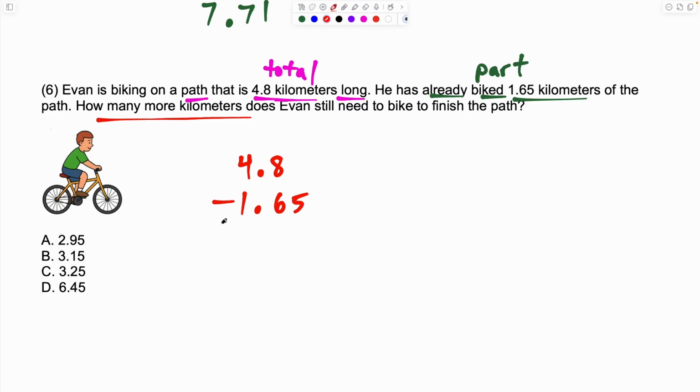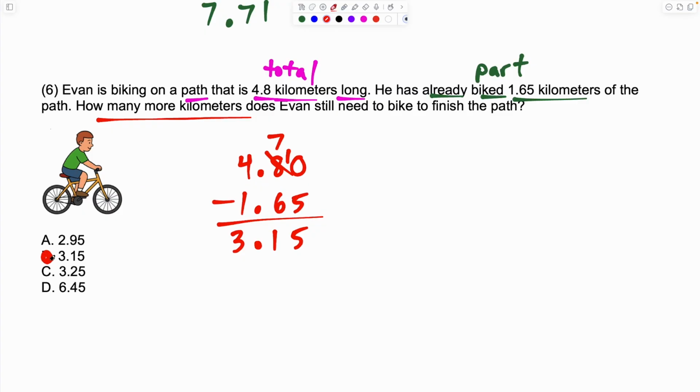And for this one here, I want to have a matching amount of digits after the decimal. So I'm going to put a 0 next to the 8. And now from here, I can't do 0 minus 5, but what I'm going to do is borrow. So I'm turning this 8 into a 7, and I'm going to put a 1 over here. So now I could do 10 minus 5 is 5. 7 minus 6 is 1. I bring down the decimal. And then 4 minus 1 is 3. So we get 3.15 kilometers. That's how many kilometers Evan still needs to bike to finish the path.